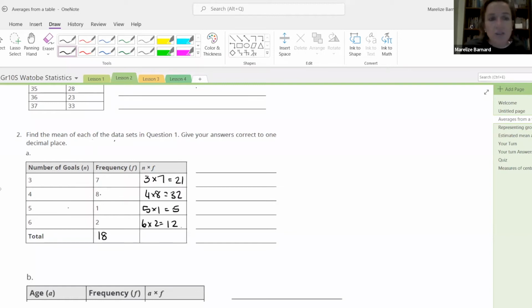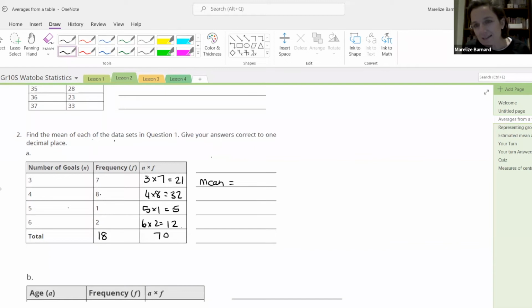The total number of goals we scored, that is what we are basically getting here by adding the 21, the 32, the 5, and the 12. Okay, some of you are way ahead of it. Good stuff. That's 70. So the mean, how will we do that then?